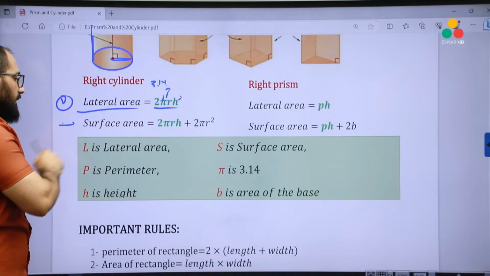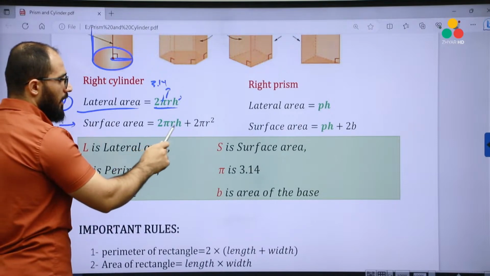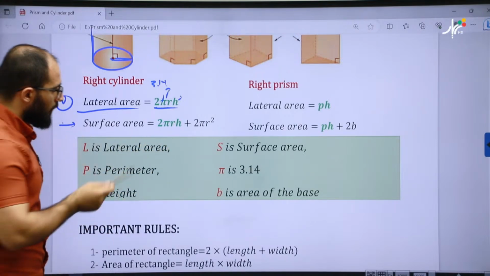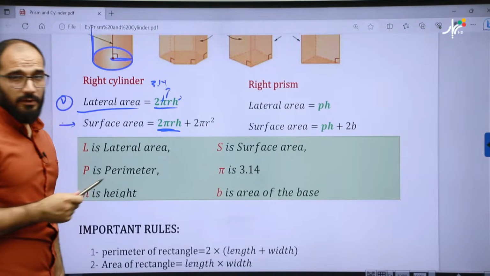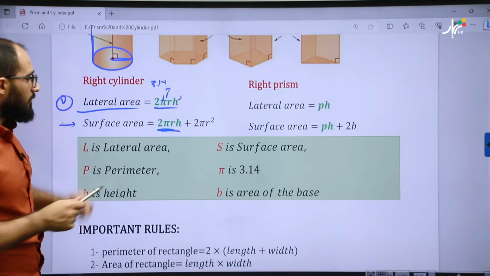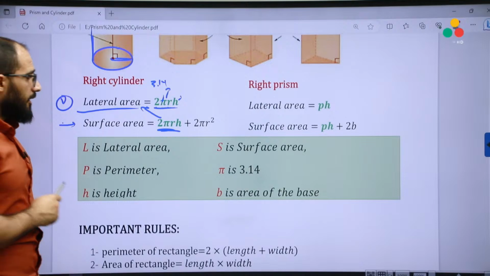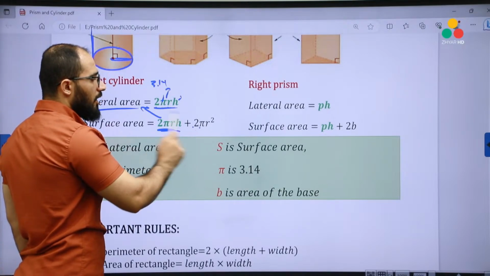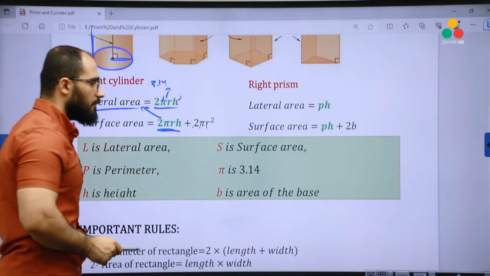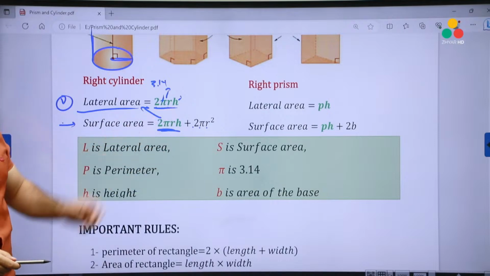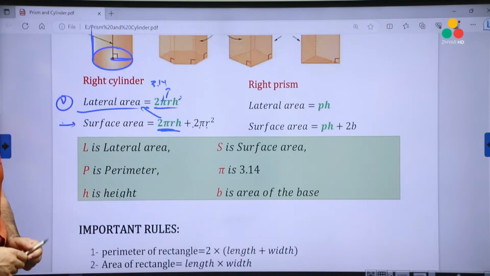What about the surface area? Surface area is 2 pi rh, okay. When you look at that part, you think that you have seen it before, because 2 pi rh is the lateral area. Then plus what? 2 pi r squared, 2 times 3.14, okay, times the radius, power 2 or square. This is about right cylinder.